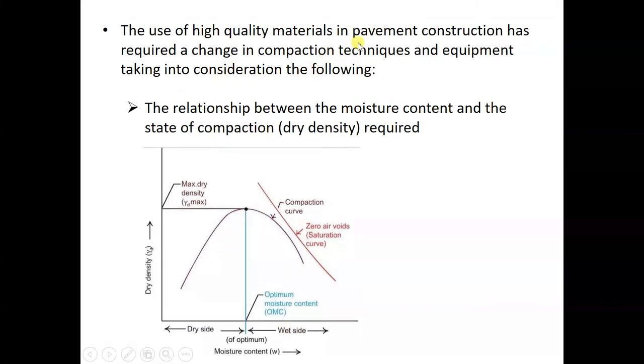The use of high-quality materials in pavement construction has required change in the compaction technique and equipment, taking into consideration the following: the relationship between the moisture content and the state of compaction. Just now we talked about this. We need to add water for compaction. We don't usually compact with dry aggregates. Depending on the mix, it could be 2% or 3% moisture added to the aggregates, and then compaction by the roller.